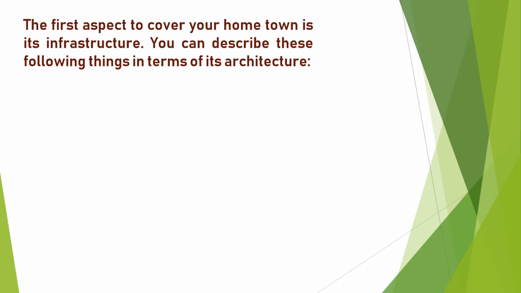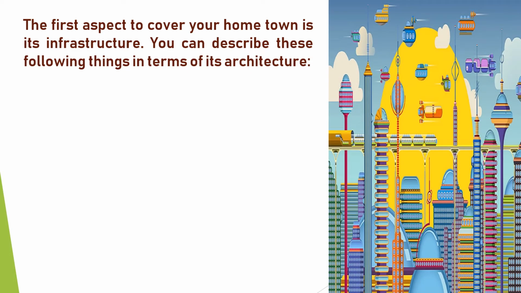What aspects are we going to cover? The first and foremost aspect which you can tell about your hometown is its infrastructure. What does infrastructure mean? Infrastructure means high rising buildings. You can say that my birthplace has numerous high rising buildings, or you can say it has various skyscrapers. Skyscrapers are nothing but very tall buildings like in Dubai or Singapore. So when you are talking about infrastructure, you need to talk about the buildings, the museums, the art galleries, all those buildings and monuments that give the blueprint, the layout of your hometown.